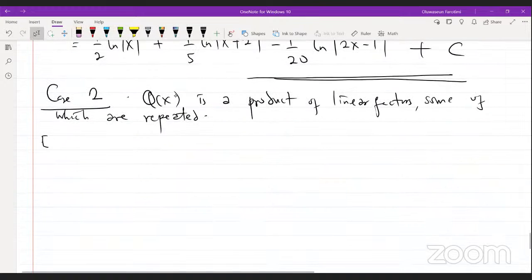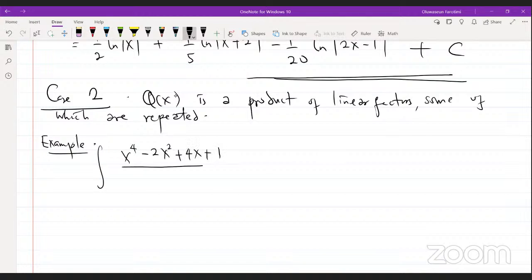Let me give you an example. It's best to just go directly to an example. So in this example, if you have the integral of (x to the 4th - 2x squared + 4x + 1) divided by (x cubed - x squared - x + 1) dx. Okay, I need to actually integrate this guy. What do I do? How do I approach this? That becomes the question I want to answer, right?